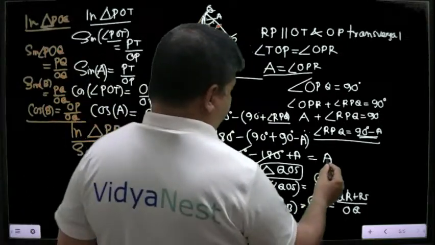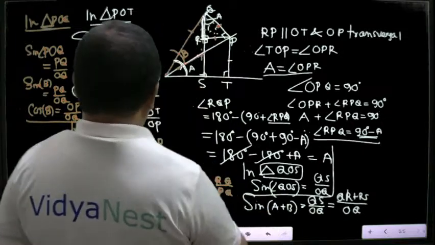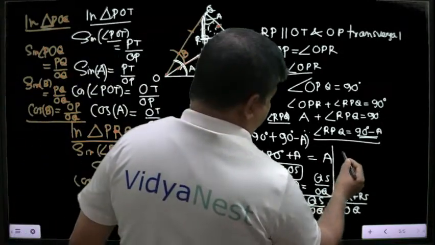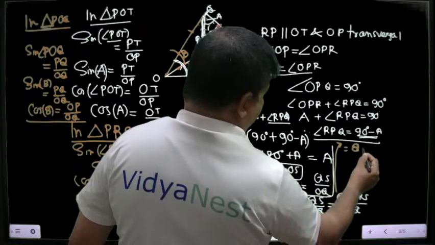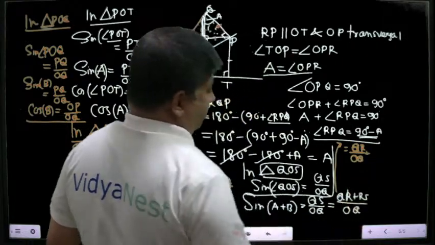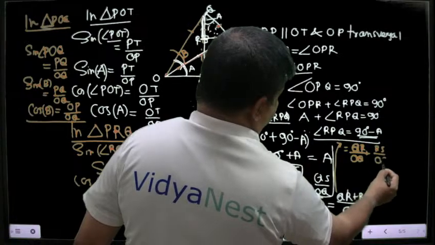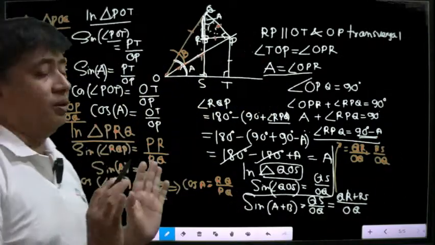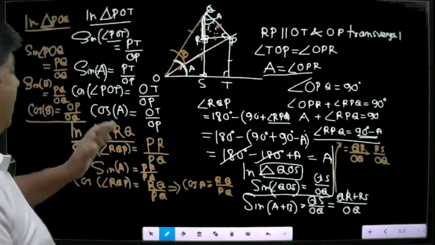Now you split this into two parts: QR by OQ plus RS by OQ. Okay. Now you have to give a pause. QR.